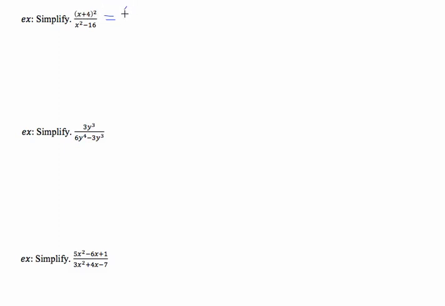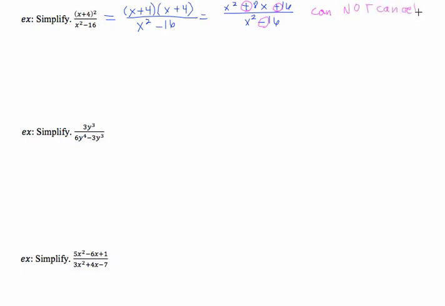If you expand, remember that's x plus 4 times x plus 4. So you actually have to remember to FOIL up there in the numerator. And there's nothing to expand in the denominator. Now if we FOIL up here, we have x squared plus 4x, plus 4x, plus 16, divided by x squared minus 16. Can you cancel factors? No, because we're adding terms in the numerator and subtracting in the denominator. So you cannot cancel because it's not factored.